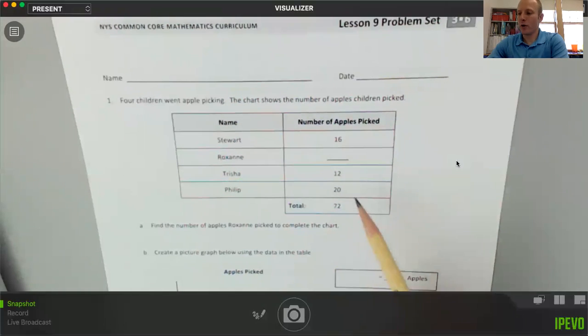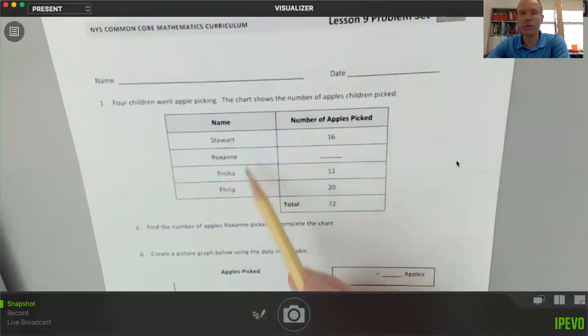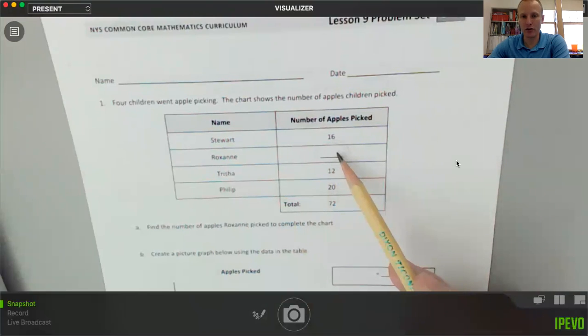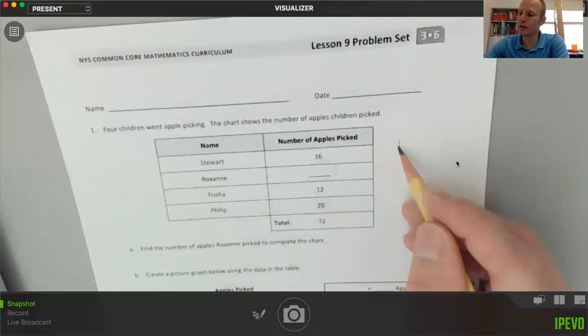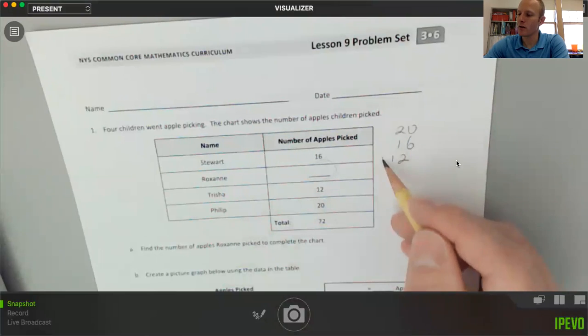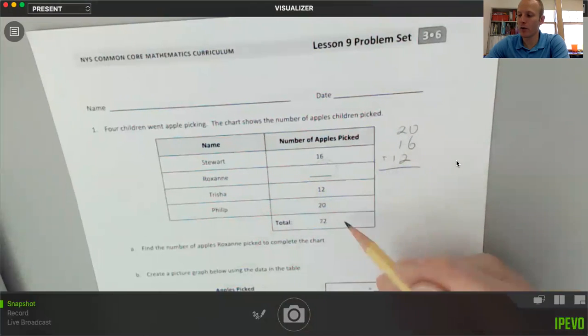So here you see that we have a total number of apples that were picked. That's right here in the title. And we have 4 people. What we don't have is information for how many apples Roxanne picked. So we know how much total, including Roxanne's piece, there are, but we need to figure out specifically how many she had. So the way we do that is we say 16 plus 12 plus 20, and we figure out what we do know out of the total. And then we're going to find the difference.